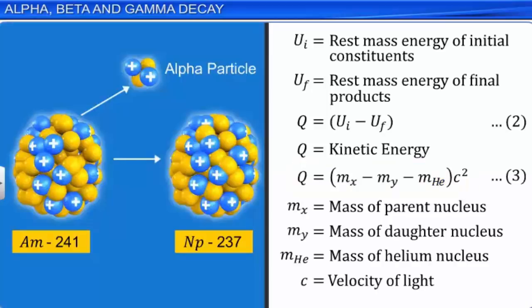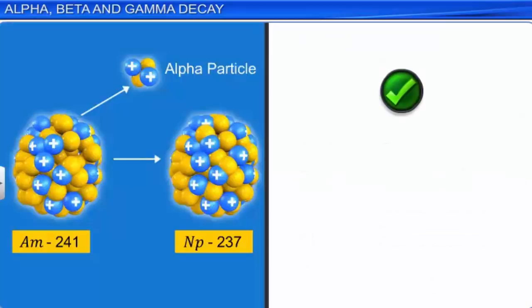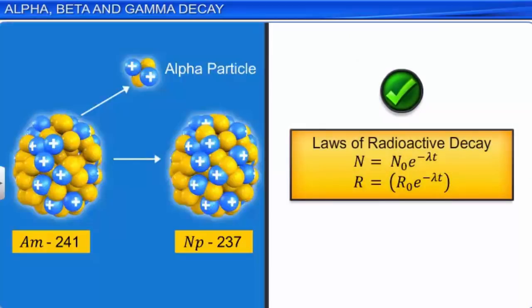Alpha decay obeys both the laws of radioactive decay, that is, N equals N naught times e to the power minus lambda t, and R equals R naught times e to the power minus lambda t, where lambda is the decay constant.